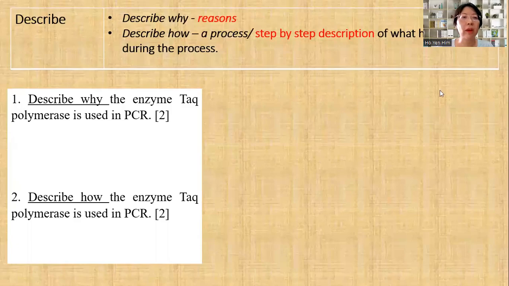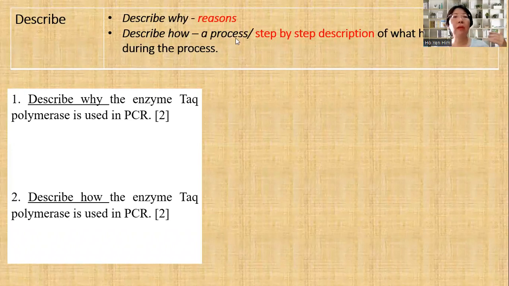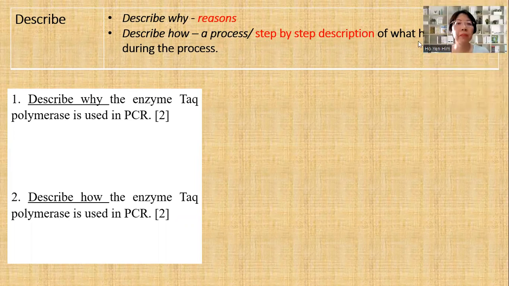Okay, let's look at the describe question. So they can say describe why, which means explain, right? Give reasons. Describe how means you tell me step by step a process. How does it happen from step 1 to step 2 to step 3? Okay, so let's try out the question.